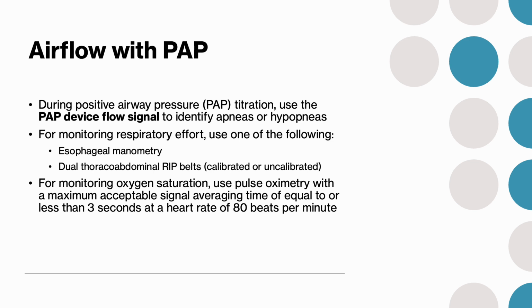If a pediatric patient is on CPAP therapy, the CPAP has an output that you can connect to a computer, and the CPAP will provide the airflow signal. Effort is still recorded with the RIP belts or esophageal manometry. The manual brings up monitoring oxygen, and to time it all together properly, the maximum signal averaging time needs to be 3 seconds at a heart rate of 80 beats per minute. These are the settings that can be calibrated with the computer software.